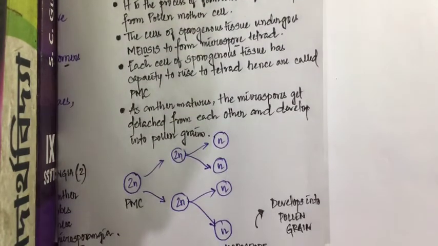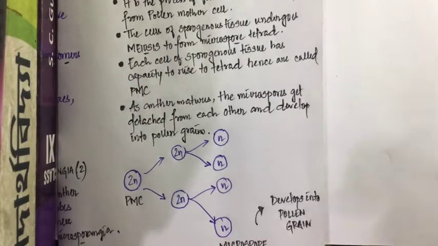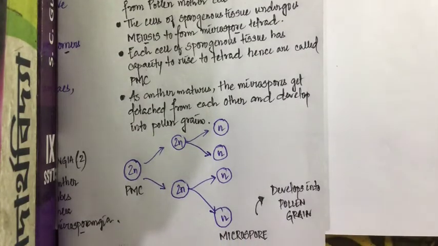In case of microsporogenesis, what happens? The pollen mother cell, which is coming from this sporogenous tissue, divides meiotically to produce 4 haploid cells, and each of these cells is called microspore. 4 of them together are called what? Microspore tetrad. Clear? Each of the cells present inside this microspore tetrad develops into a pollen grain during development. Clear? So in the next class, we'll be discussing the structure of the pollen grain, and then we will move on to the female reproductive part, that is the gynoecium.